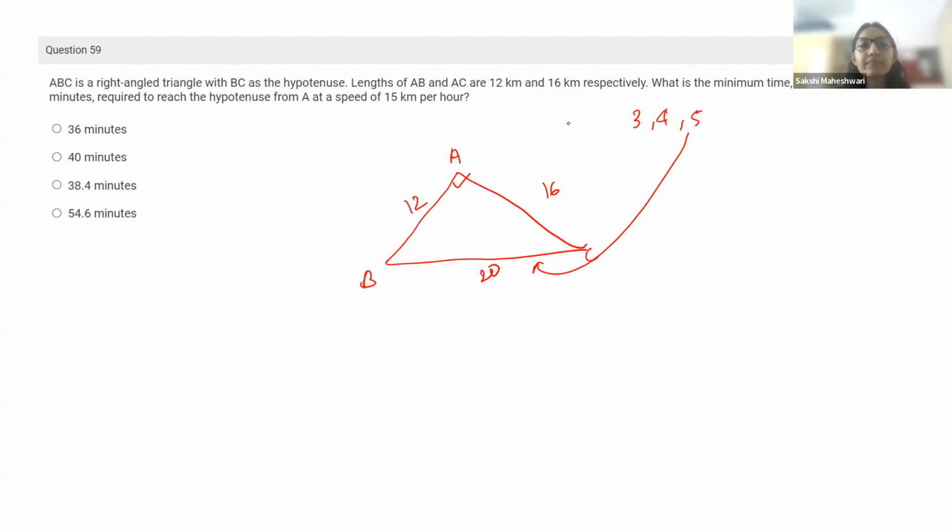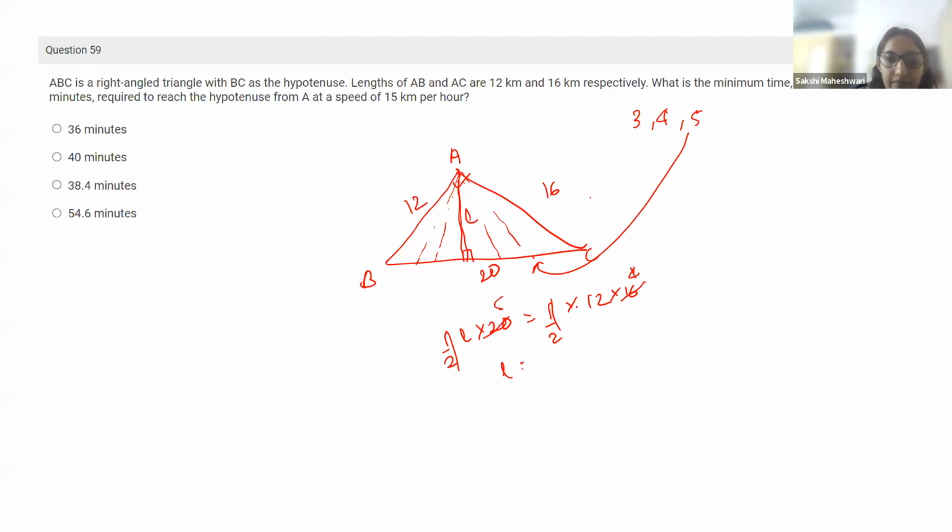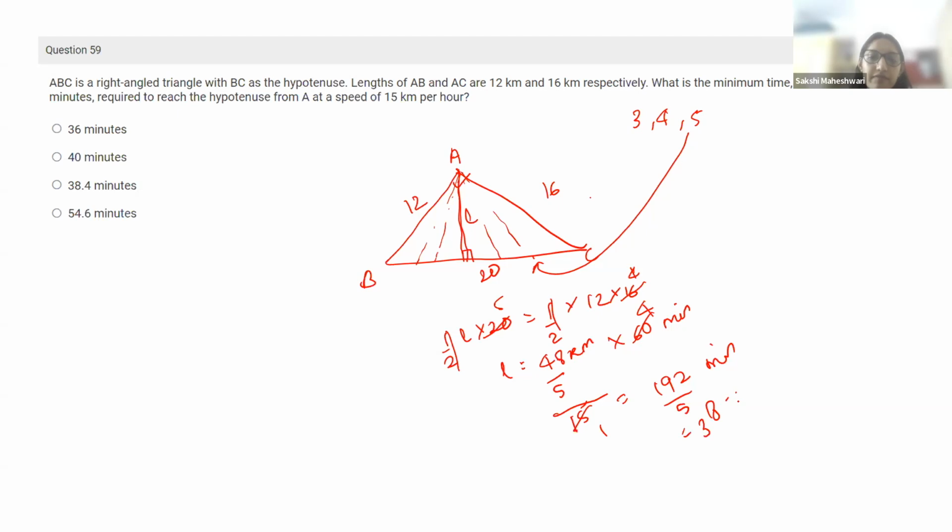Then we need to find the minimum time in minutes required to reach the hypotenuse from A at a speed of 15. The minimum time would be running perpendicular to it, because that's the minimum distance. Even if it runs this way, this will become hypotenuse, which will be more. The length of this perpendicular, we can find by equating the area of this triangle. This gives you 48 by 5 kilometers. Minimum time will be divided by 15 kilometers per hour, times 60 minutes, since we need it in minutes. So this will be 192 by 5 minutes, that is 38.4 minutes.